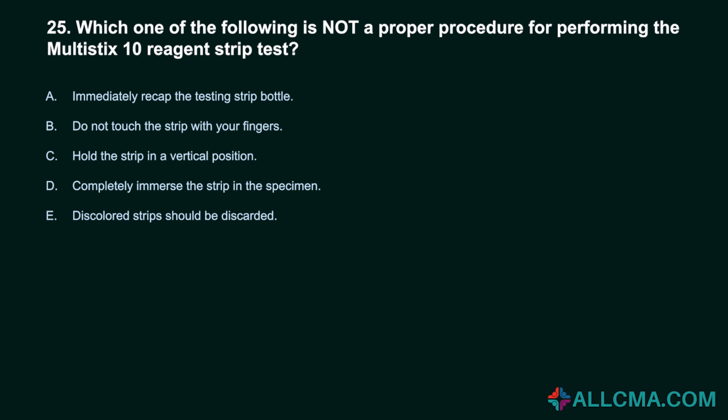25. Which one of the following is not a proper procedure for performing the Multistix 10 reagent strip test? A. Immediately recap the testing strip bottle. B. Do not touch the strip with your fingers. C. Hold the strip in a vertical position. D. Completely immerse the strip in the specimen. E. Discolored strips should be discarded. Correct answer, C. Hold the strip in a vertical position.